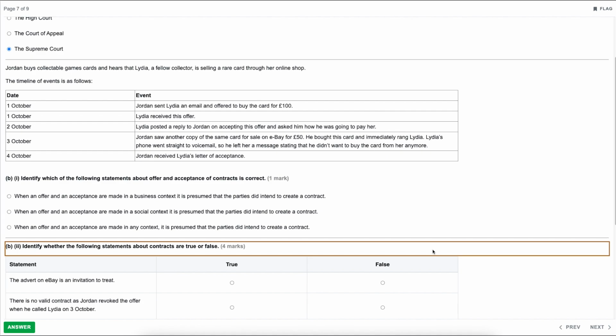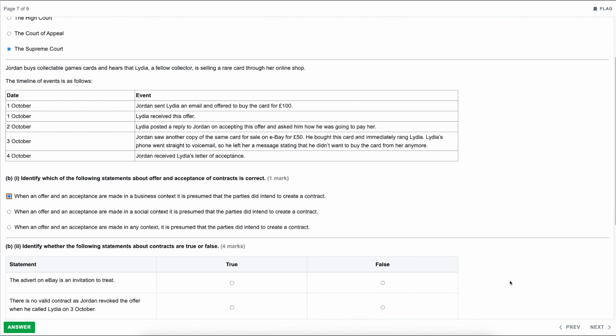And then the third one, when an offer and an acceptance are made in any context, it is presumed that parties did intend to create a contract. So we know that that one is false because, as I've just said, if it's in a social context, then it would not always be considered to be creating a contract, particularly if it was between friends. There's not always that presumption that you are creating a contract, so therefore it would be false. So it would be our top option.